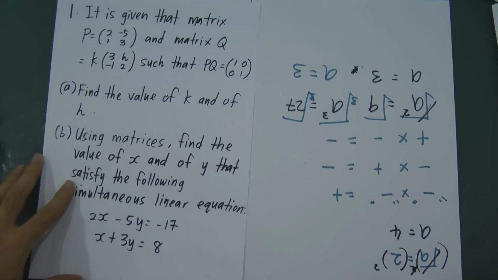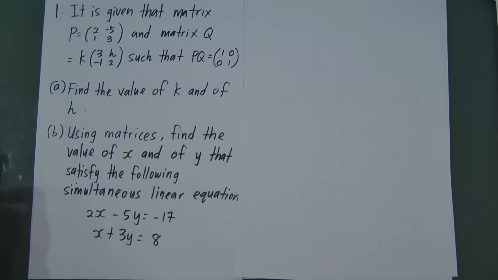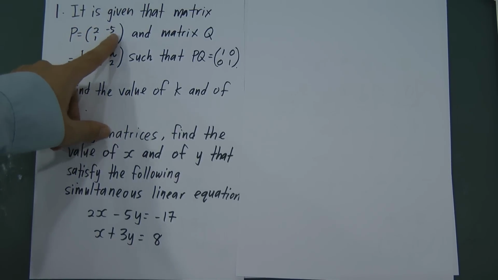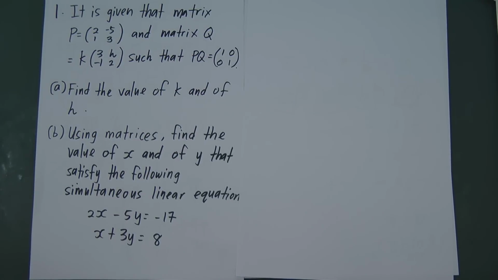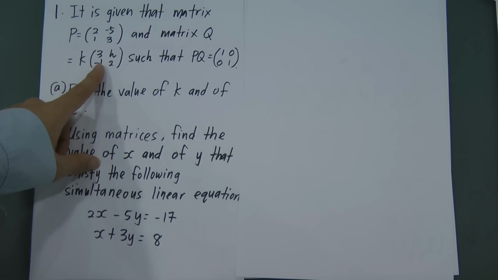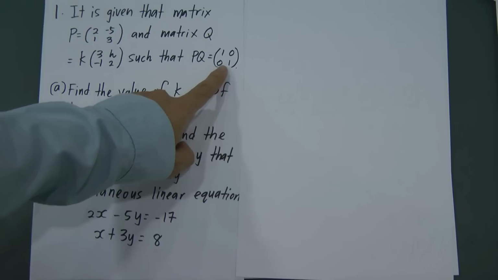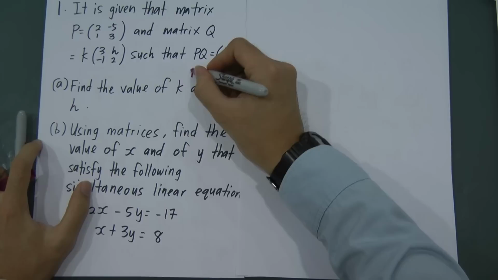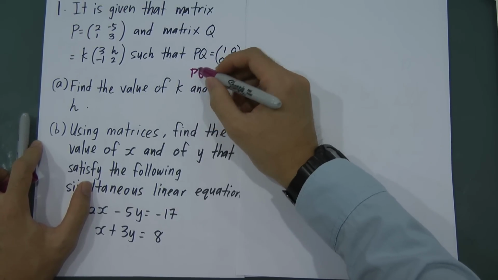I hope you can read this question. Over here it mentions what? It is given that matrix P, this matrix P, this is 2 multiply 2, and matrix Q is this one. He says Q equals to K multiply 3, negative 1, H and 2, such that P multiply Q will equal to the identity matrix. First information that comes into your mind is what? P multiply Q will equal to I. That means one of them actually is the inverse of the other.